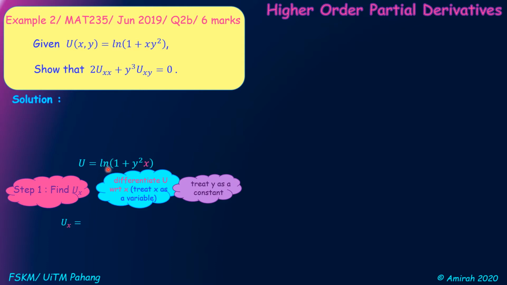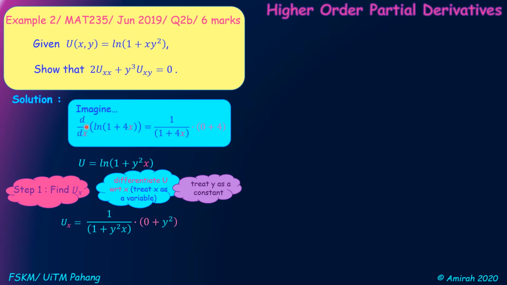After we differentiate ln(1 + y²x), we get 1 over (1 + y²x). And after that, we differentiate the function inside ln. So we multiply by, we differentiate 1 equals 0, plus we differentiate constant times x. We still have the constant here.